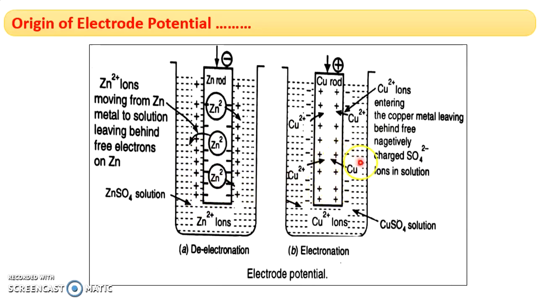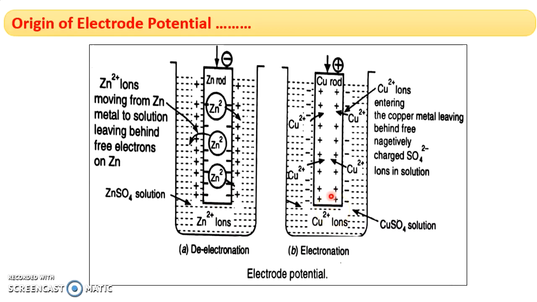The copper electrode, when dipped in copper sulfate solution, undergoes reduction. It develops a positive charge and it will attract negatively charged ions from the electrolyte. So a layer of negative charges will be formed around the copper electrode. It is called the Helmholtz electrical double layer. In the first case, the process is de-electronation, the loss of electrons, that is oxidation. In the second case, electronation, the addition of electrons, that is reduction.